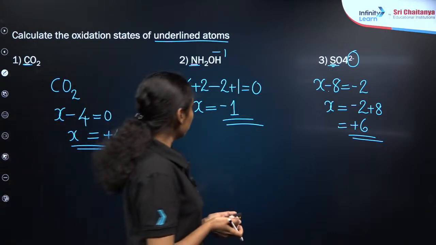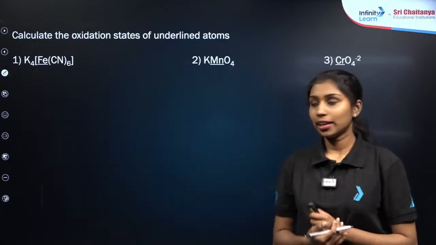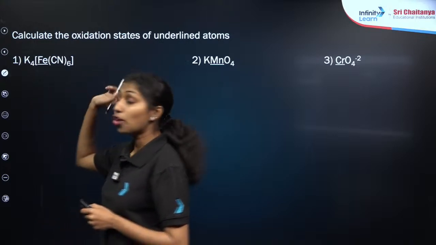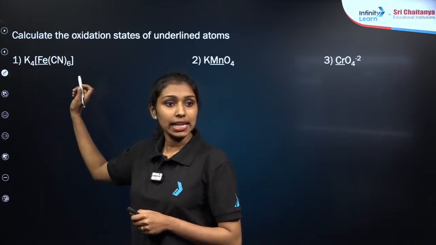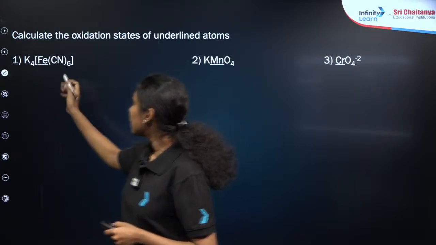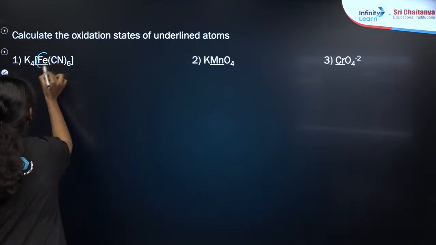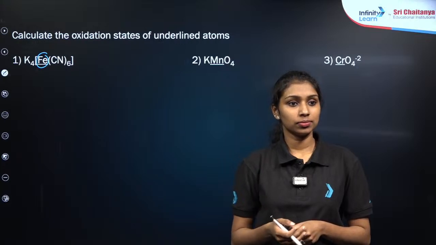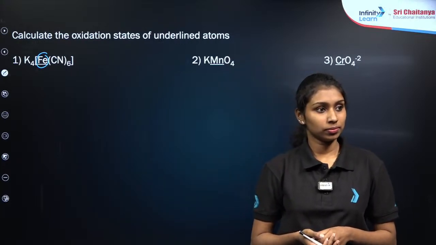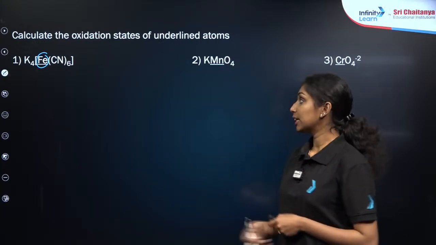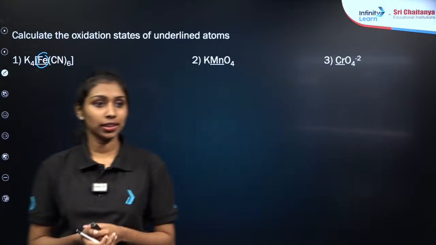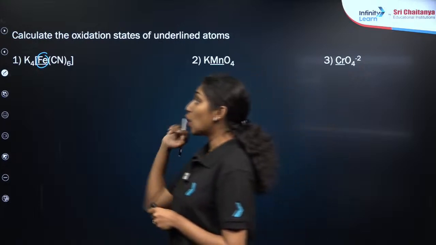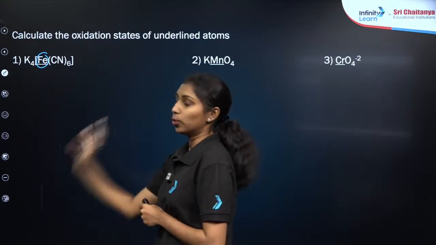Can we move to the next example? Here are more examples for you. The next question is, the compound is given as K4Fe(CN)6. What will be the oxidation state of the underlying atom, that is iron here? What will be the answer here in the case of iron? Hi Akshay, good evening. What will be the oxidation state of iron in this particular compound?